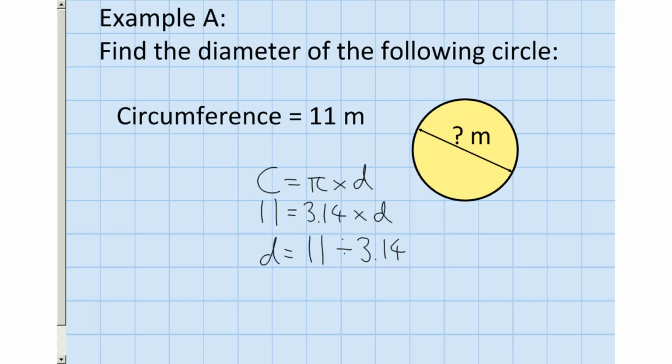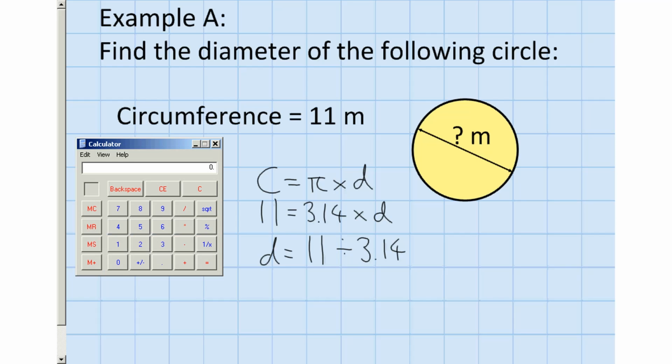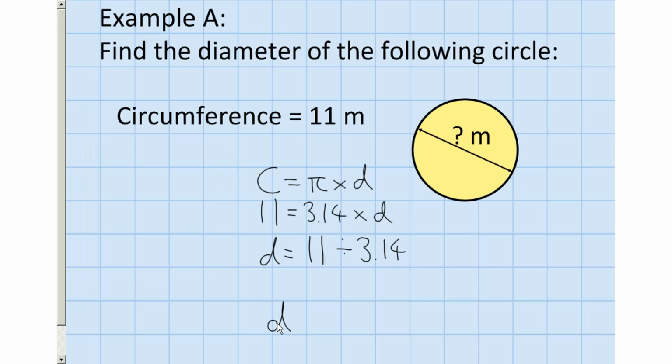3.14. It's like saying 2 times something is 10. Well, if you do 10 divided by 2, you get the something, you get 5. So I've got to use my calculator. 11 divided by 3.14 gives me a big long decimal. For the time being we haven't looked at rounding, we're going to look at that in topic 4. So what I'm going to do is write the first number after the decimal point and say that the diameter is equal to 3.5 meters.